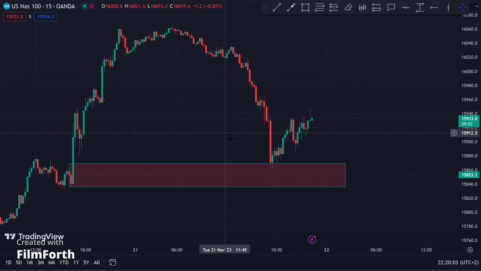That's the most important part of an order block. That's what you need to understand. Because if you don't understand that, you're going to take order block trades thinking it's valid, but it's invalid.